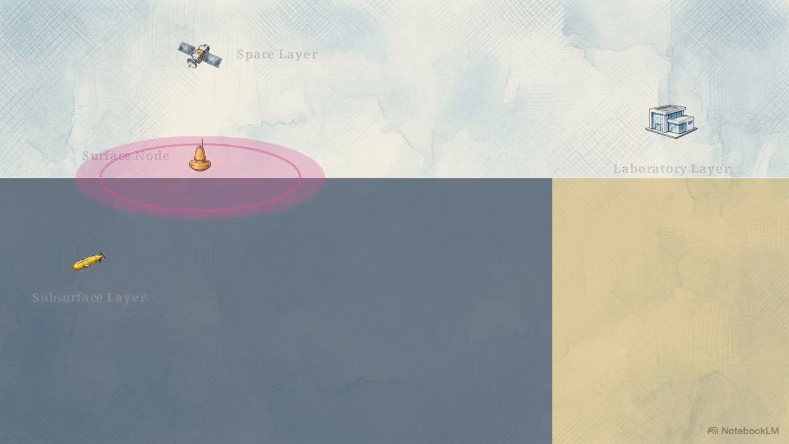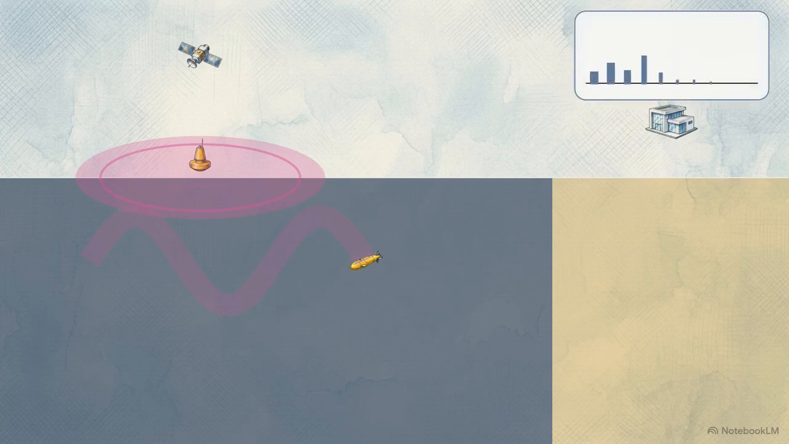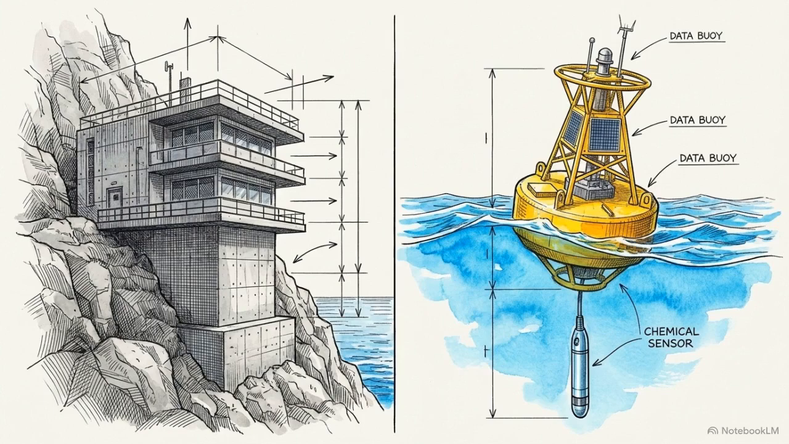Remote sensing spots the macro anomaly from space. Autonomous vehicles mobilize to map the 3-dimensional spatial extent of the plume underwater. In-situ sensors capture the real-time physical proxies of the event, and laboratory instruments finalize the process by delivering definitive chemical identification.